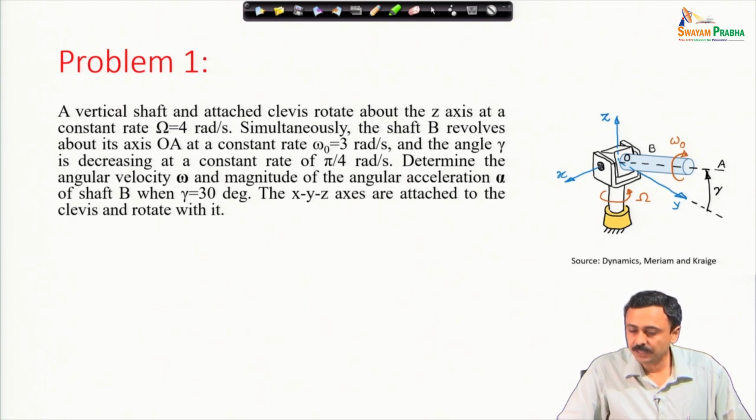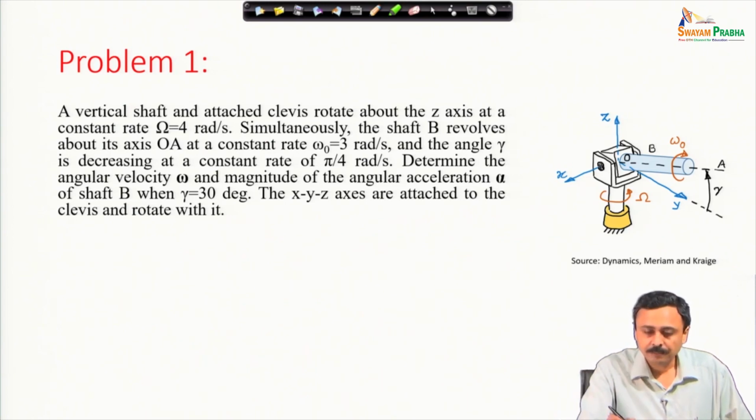Simultaneously, the shaft B revolves around its axis OA at a constant rate omega naught equal to 3 radians per second, and the angle gamma is decreasing at a constant rate of pi by 4 radian per second. Determine the angular velocity omega and magnitude of angular acceleration alpha of shaft B when gamma is equal to 30 degree. The x y z axes are attached to the clevis and rotate with it.